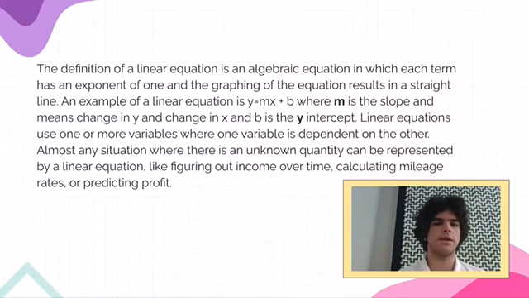First, we will take the definition of a linear equation. It is defined as an algebraic equation in which a term has an exponent of 1, and the graphing of the equation results in a straight line. The formula of a linear equation is y equals mx plus b, where m is the slope and means change in y over change in x, and b is the y-intercept.